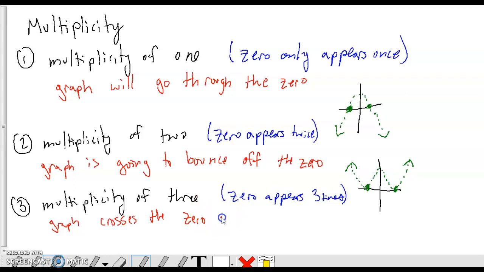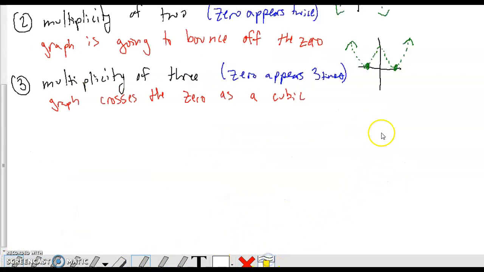So crosses the 0 as a cubic. This one's a little bit harder to see, but let's see if I can draw it really fast. Let's pretend that these two zeros are your cubics. And so your cubic almost looks like it goes flat through that point. And then it'll come up and it'll go flat through that point. So it kind of crosses it as a multiplicity of 3.